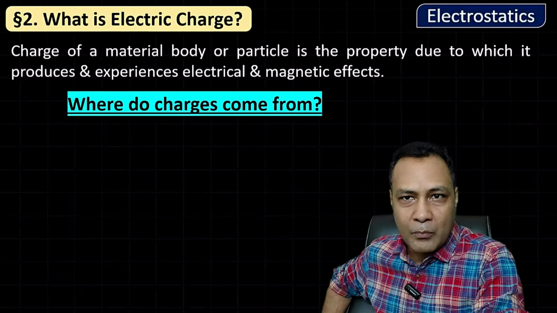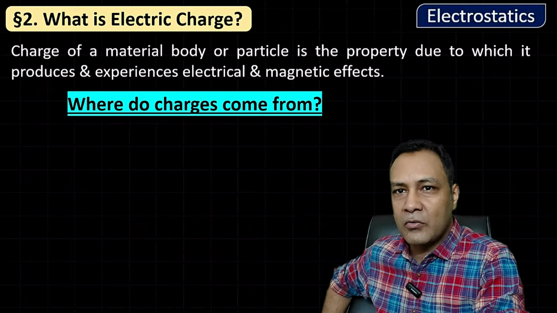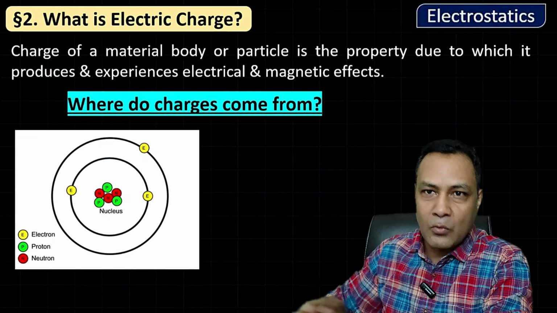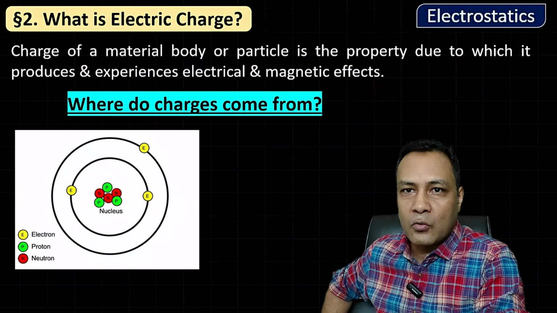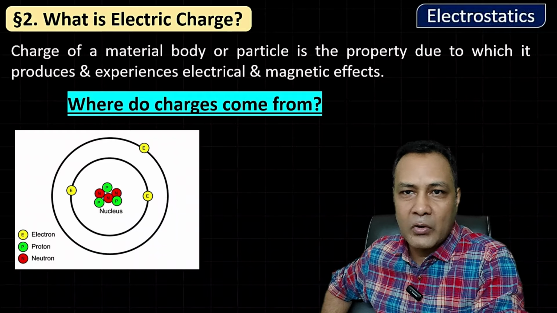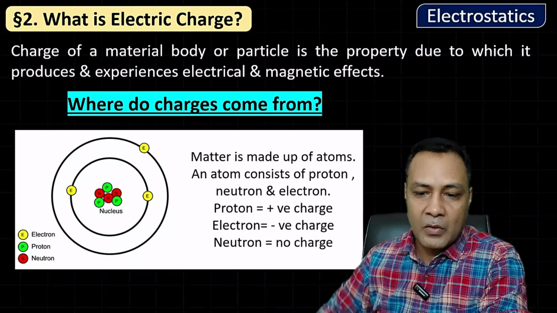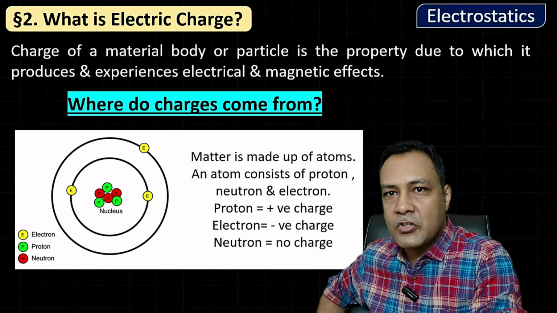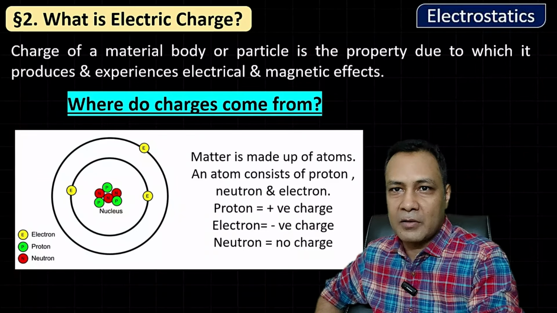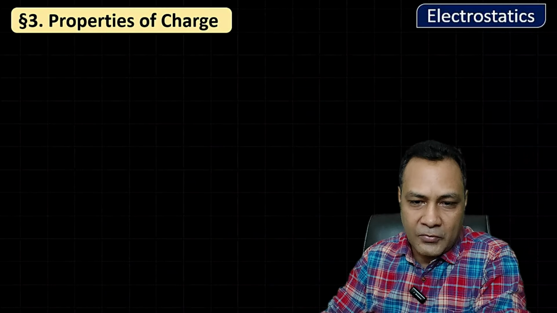Now, where does charge come from? Obviously charge comes from matter. Without matter, charge cannot be there. When we talk about matter, the fundamental unit of matter is an atom. In an atom, there is a nucleus, and surrounding the nucleus there are electrons revolving. In the nucleus, there are protons and neutrons. Neutrons have no charge. Protons have a positive charge, and electrons have a negative charge. So that is the fundamental origin of charges. They come from matter. Charges are everywhere. Where there is matter, there are electrons and protons. So there are charges.